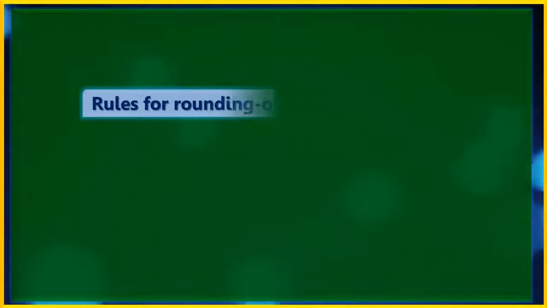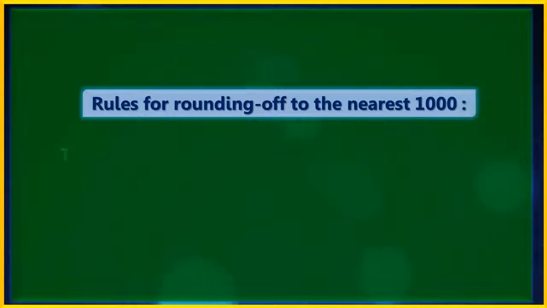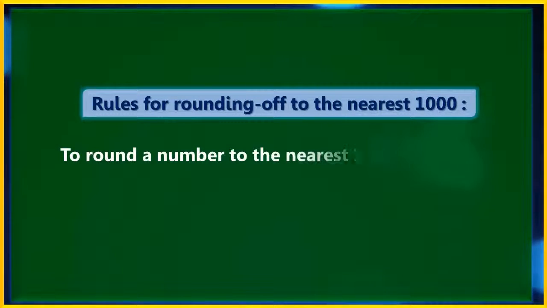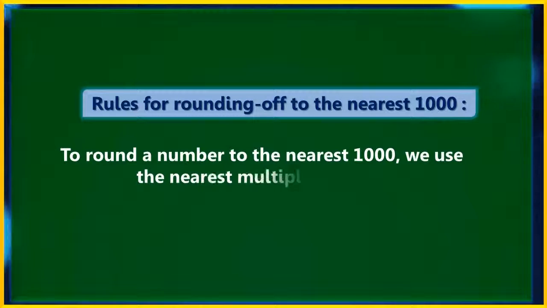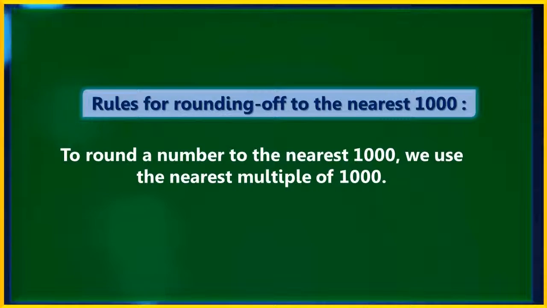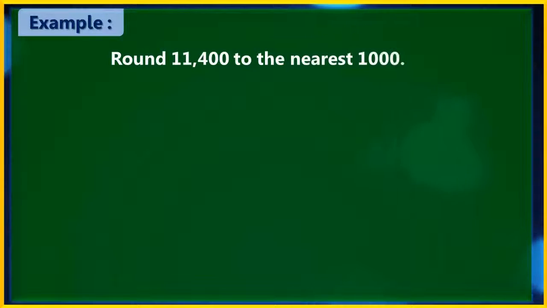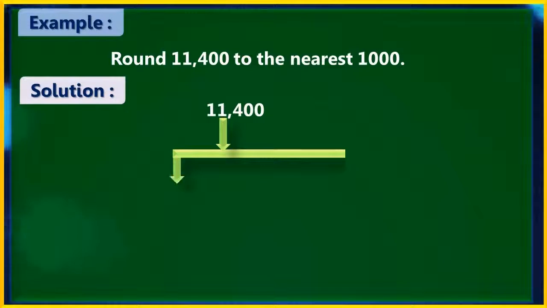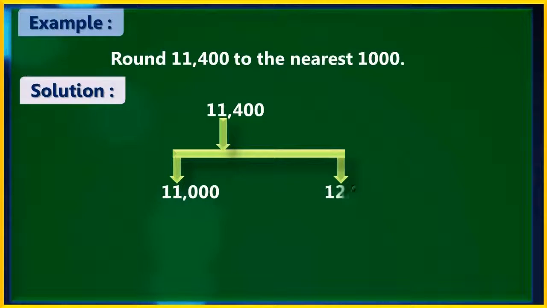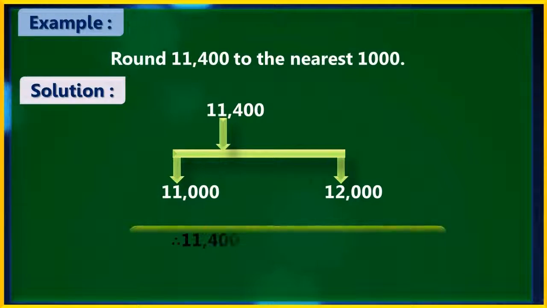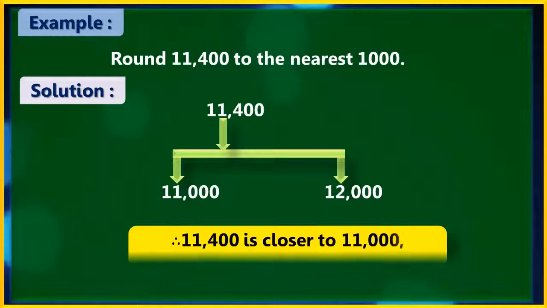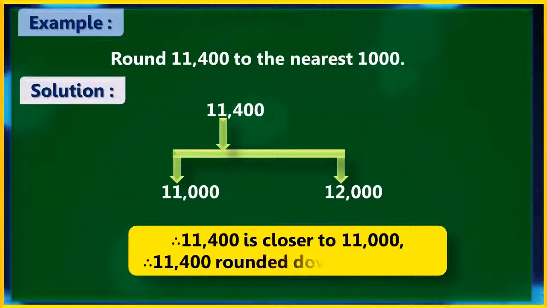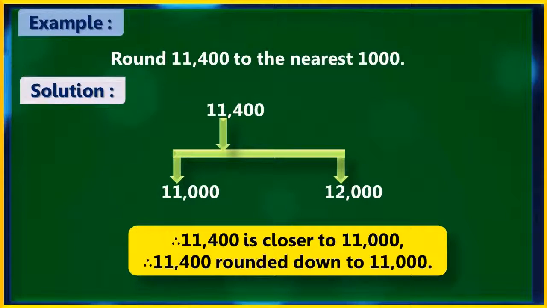Rules for rounding off to the nearest 1,000. To round a number to the nearest 1,000, we use the nearest multiple of 1,000. For example, round 11,400 to the nearest 1,000. Solution: since 11,400 comes between 11,000 and 12,000, it is closer to 11,000 than 12,000. Therefore, 11,400 is rounded down to 11,000.